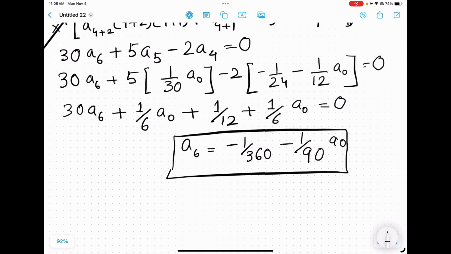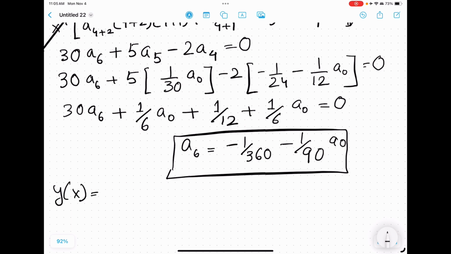Okay, so now I have my coefficients for my a sub 0, which is an arbitrary number. I have my a sub 1, a sub 2, a sub 3, a sub 4, and a sub 5, and also a sub 6. So I think we are ready to write out our terms. Okay, so I have my general solution.